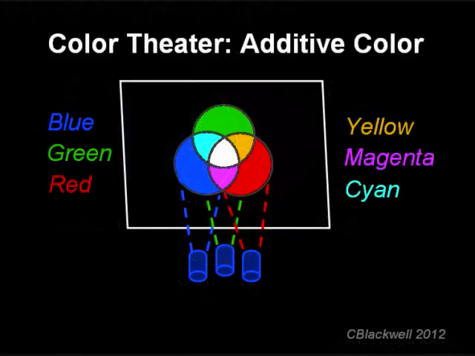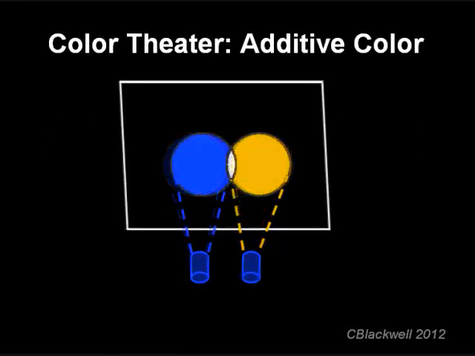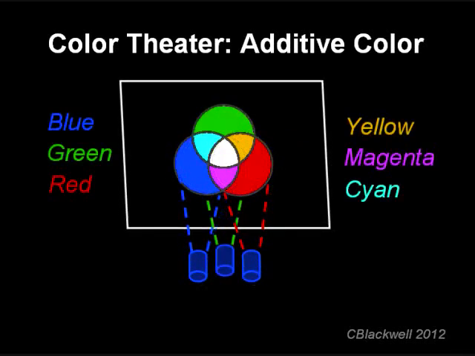Complementary colors are those that are opposite each other on this color circle. For example, blue and yellow, or red and cyan. One significant property of complementary colors is that when added together, the result is white. For example, here are blue and yellow added together, producing white. The same result occurs with cyan plus red and magenta plus green.